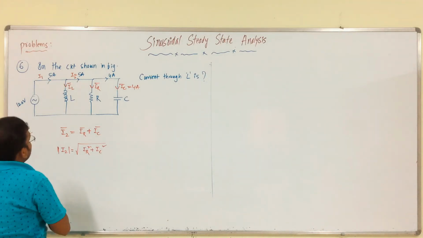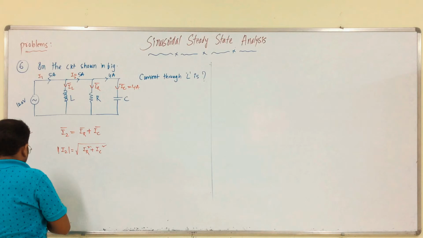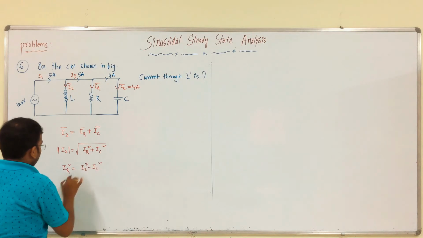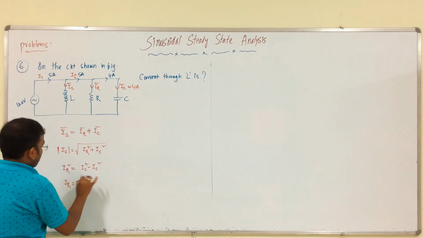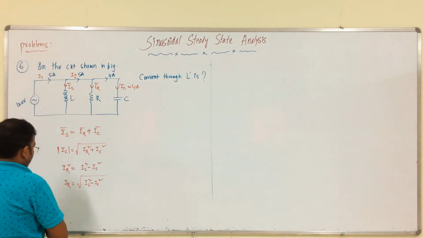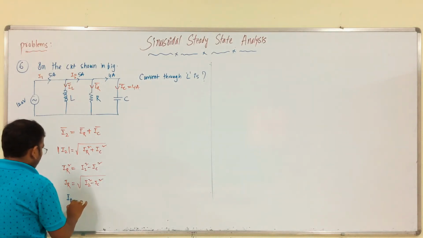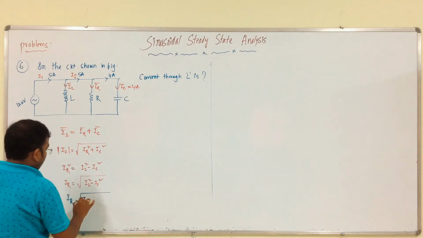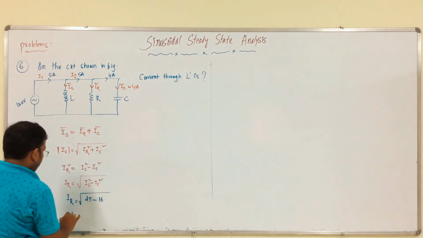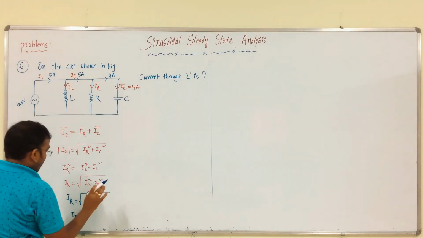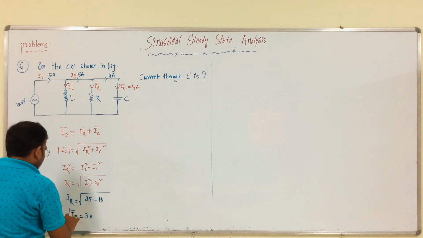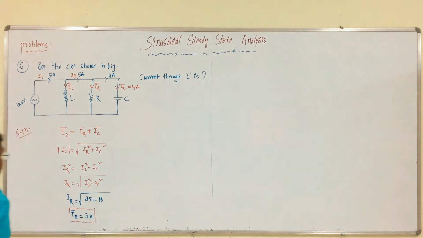From this, IR square is nothing but I2 square minus IC square. Therefore, the value of IR is what? I2 square, that is 5 square 25 minus IC 4 square 16. From this, IR is nothing but 25 minus 16 9, that is 3 amps. IR is what? 3 amps. That is it. First part completed.